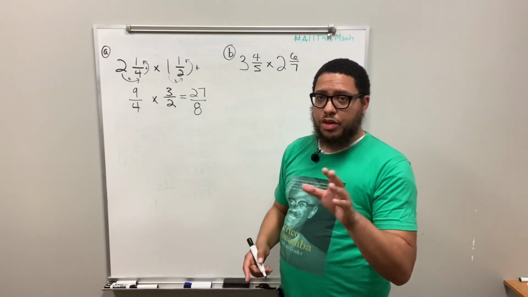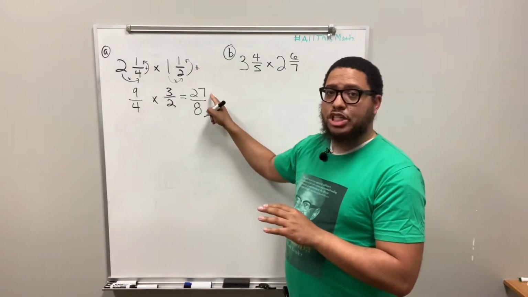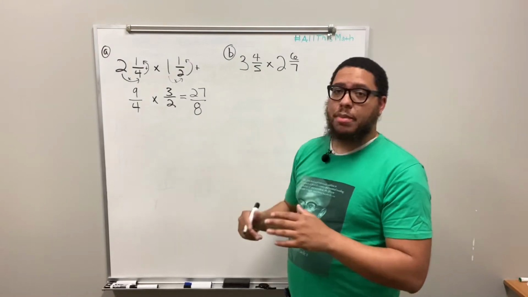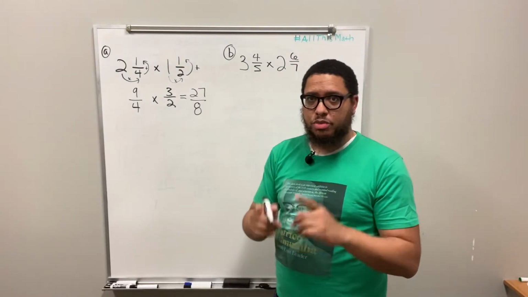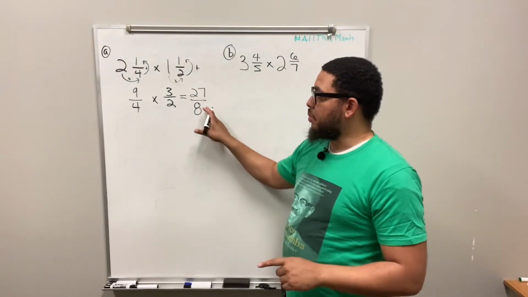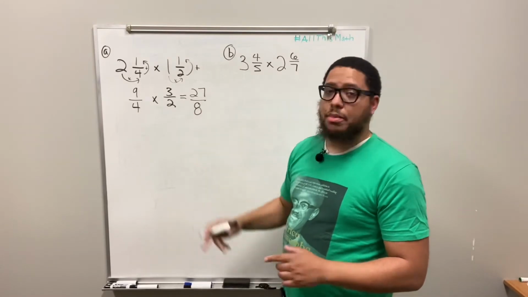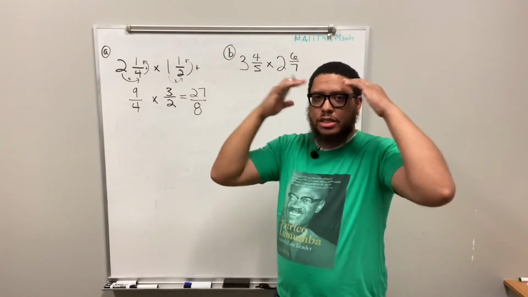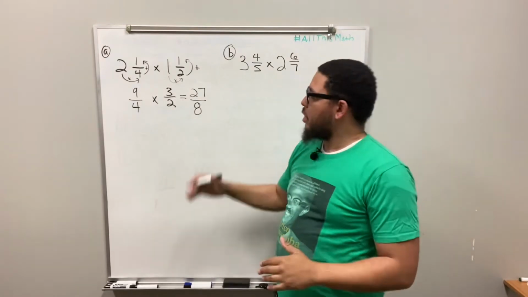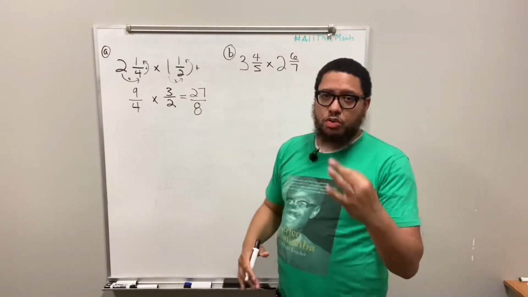So 3 groups can fit, because remember, the top number is how many chairs there are. The bottom number is how many people are in one group. So think of it that way. The bottom number is how many people are in one group. The top number is how many chairs are available. So you can visualize this in terms of a real life situation. So I know 3 groups can fit into 27.